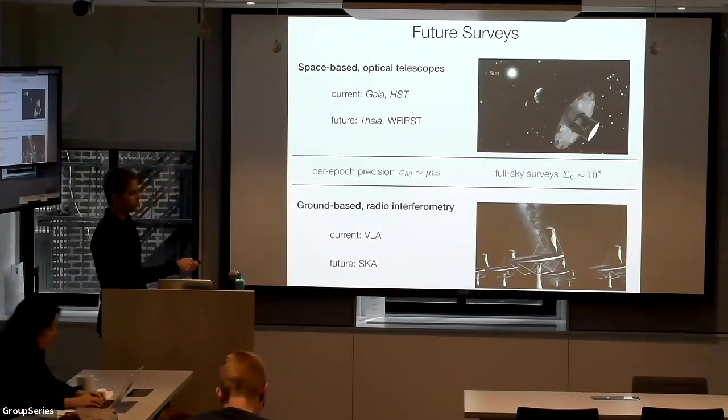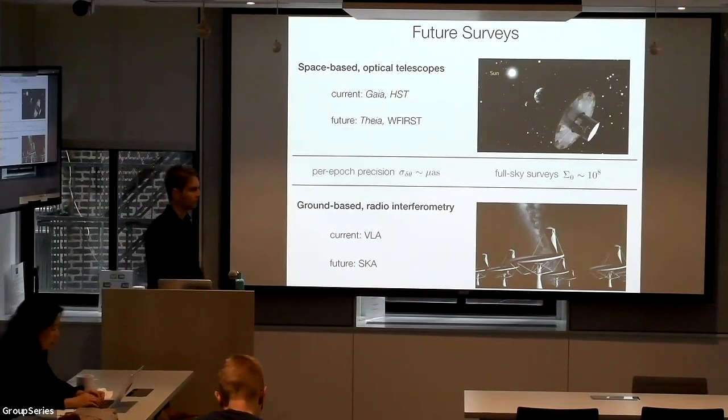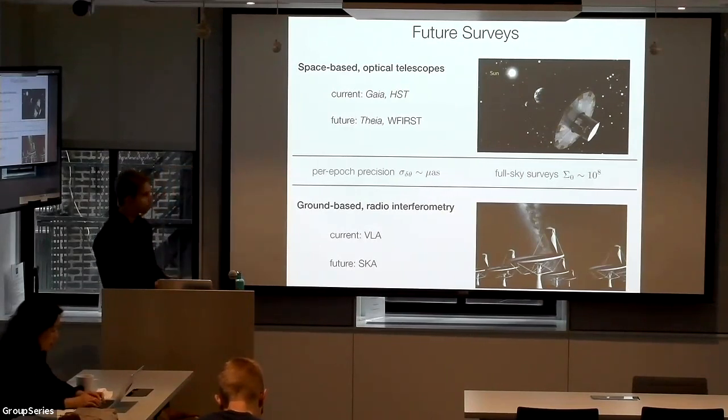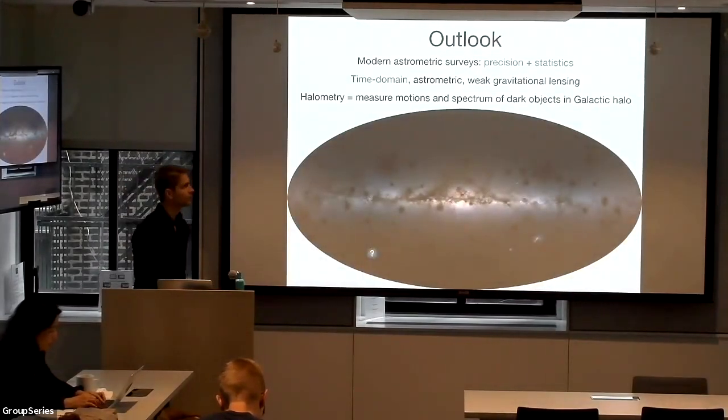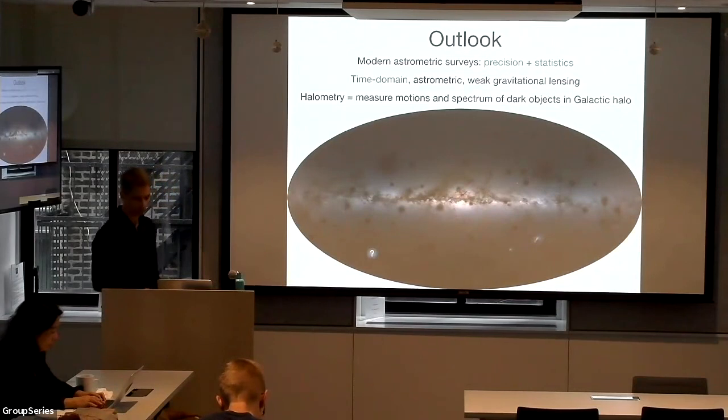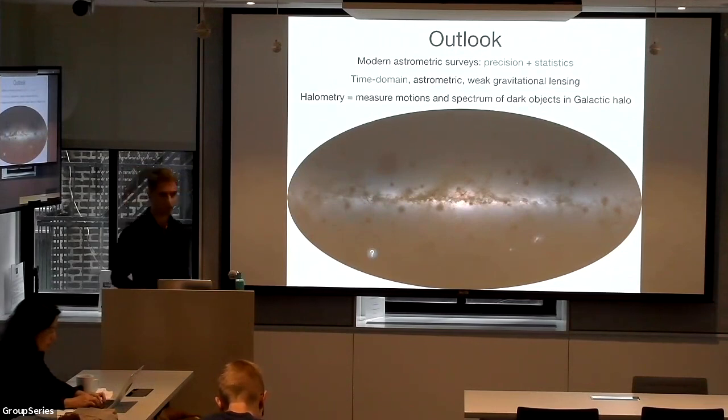So as the precision of these surveys approaches the microarcsecond level and very high statistics, we think this is a great way to look for completely dark objects in our Milky Way. And with time, we think this will be one of the most sensitive techniques to measure the motions of dark objects in the galactic halo.